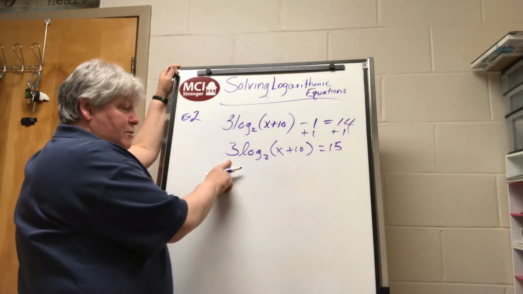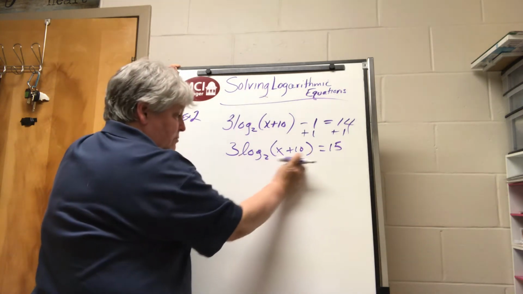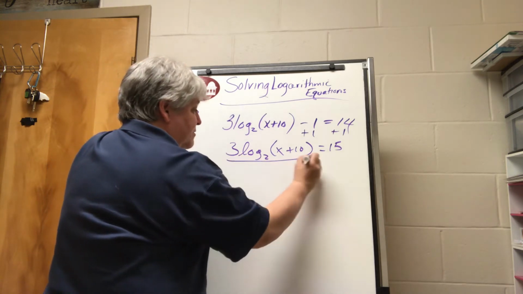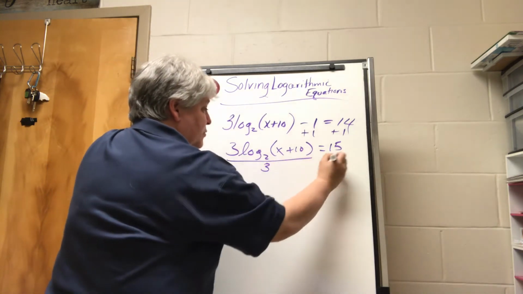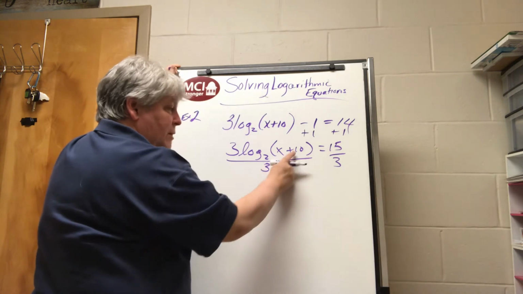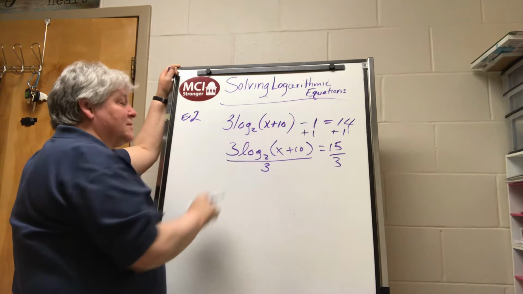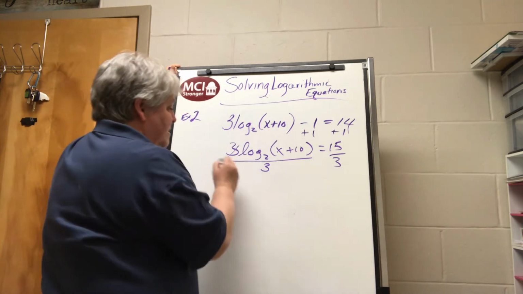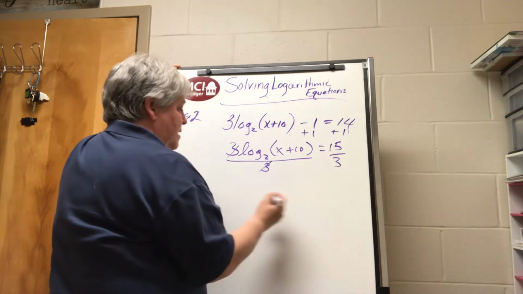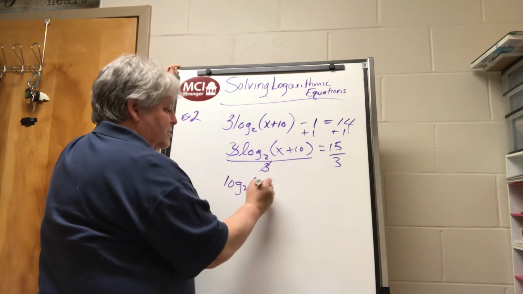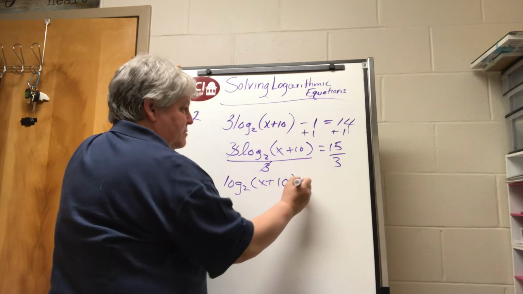Now it's time to get rid of this guy because we're trying to get this alone. So we're going to divide by 3 on both sides. When we divide by 3 on both sides, this is where I meant if this 3 went into some number that could have been in here, can't touch this. So basically, divide the 3 by the 3, divide the 15 by the 3. The log to base 2 of x plus 10 is equal to 5.